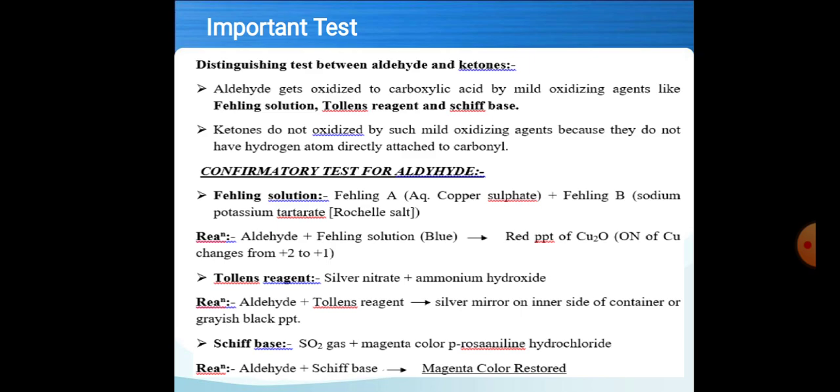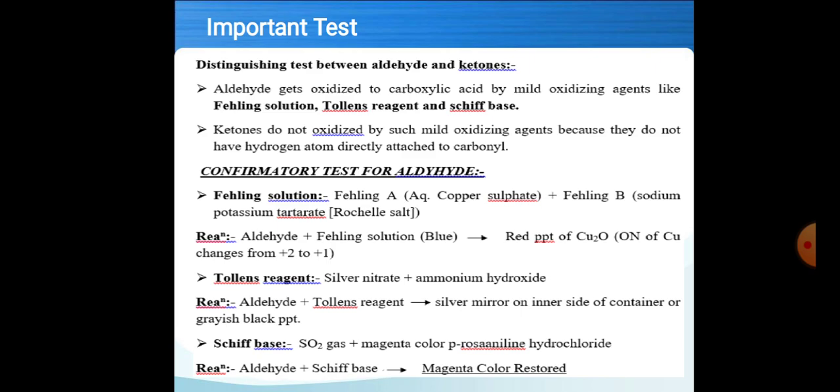Then there is important test for the detection of aldehydes and ketones. Aldehyde gets oxidized to carboxylic acid by mild oxidizing agents like Fehling solution, Tollens reagent and Schiff's base. Ketones do not oxidize by such mild oxidizing agents because they do not have hydrogen atoms directly attached to carbonyl group. Then confirmatory tests for aldehyde. 3 tests are there. One is Fehling solution, second Tollens reagent and third one is Schiff's base.